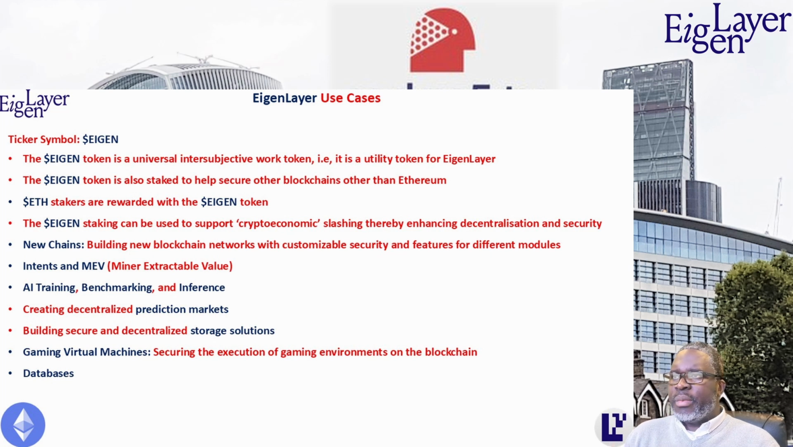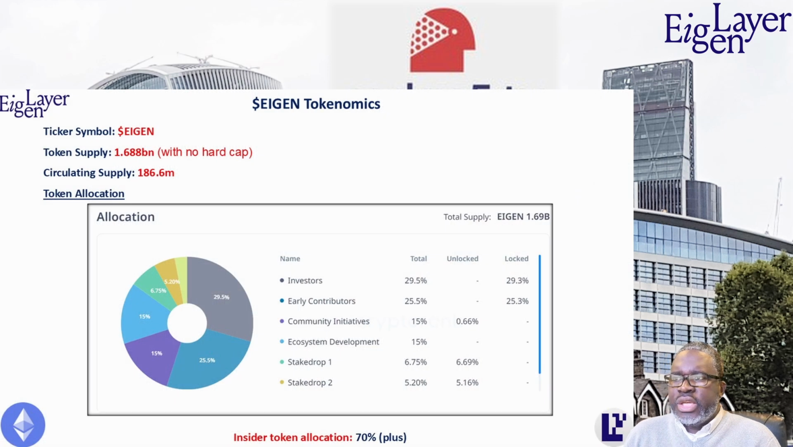Let's move on to the tokenomics. Ticker symbol EIGEN, E-I-G-E-N. Token supply, 1.7 billion with no hard cap. Circulating supply, 186.6 million. Token allocation: investors were allocated 29.5%. Early contributors, 25.5%. Community initiatives, 15%. Ecosystem development, 15%. Stake drop 1, 6.75%. And stake drop 2, 5.2%. Stake drops, 3.05%. Insider token allocation, therefore, amounts to approximately 70% according to our own analysis of the information presented.